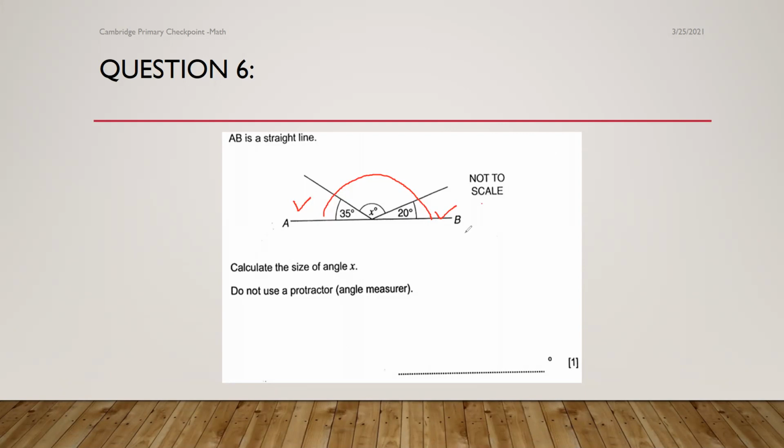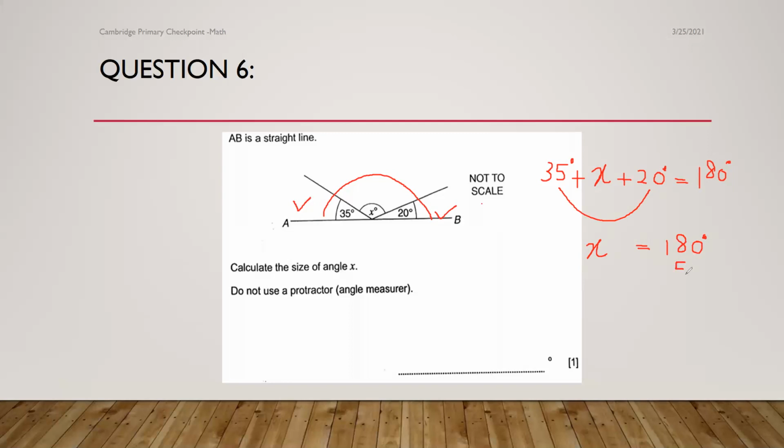So what you should do, first you have to write an equation. Now I will write my equation, 35 degrees plus X plus 20 degrees. My answer should come up to 180 degrees, right? Because we know angles on a straight line add up to 180. Then I have to add 35 plus 20, which is 55. Then to find the value of X, I have to take away 55 from 180, right? So that is how you should do.